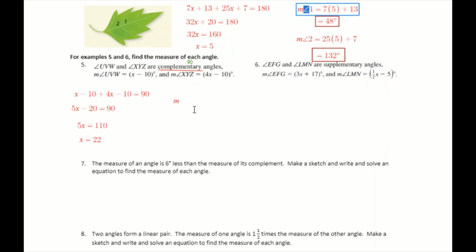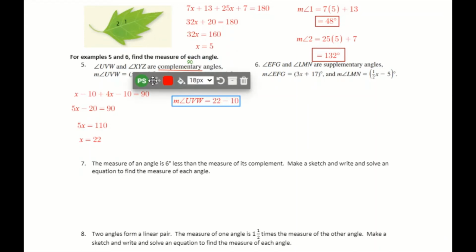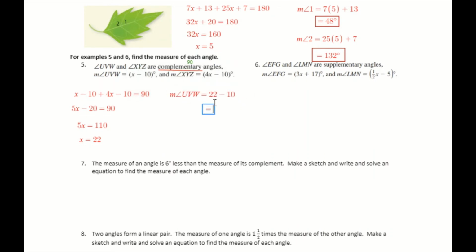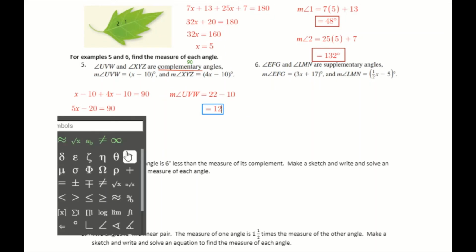So the measure of angle UVW equals x minus 10. So 22 minus 10 is going to be 12 degrees. Okay, so that's UVW. The measure of angle XYZ is 4x minus 10. So 4 times, what was x? Hold on, 22. Okay, so 4 times 22 would be 88, minus 10 would be 78 degrees.